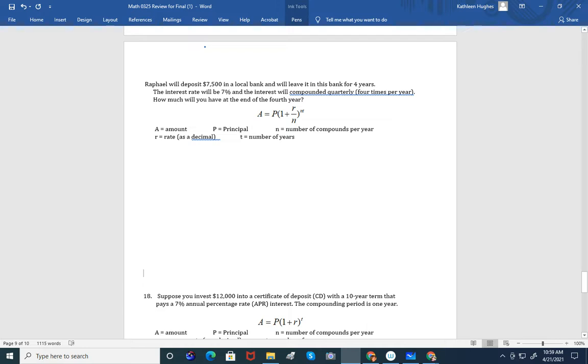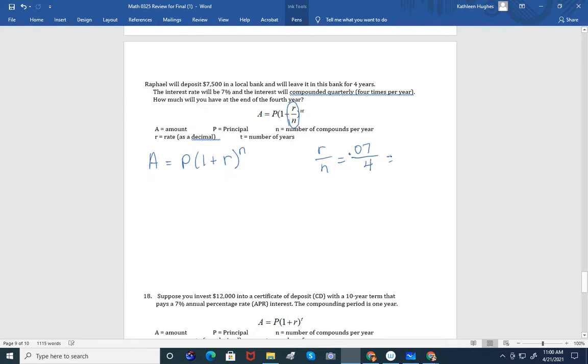Here's our compound interest formula. It's a little different than the one that I showed you, but the one that I showed you said it was going to be this. But essentially, it's the same thing. They're saying, look, you've got to get the rate and divide it by the number of compounds per year. So in this case, the interest rate is 7%. So 0.07, and they are compounding it 4 times per year or quarterly.